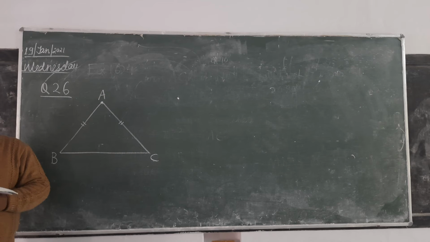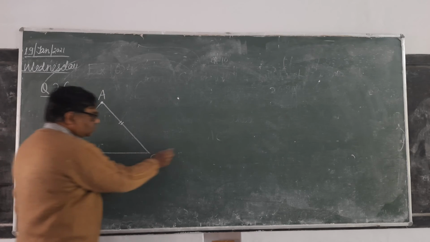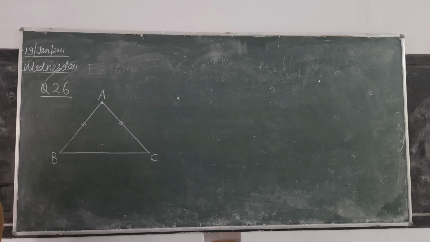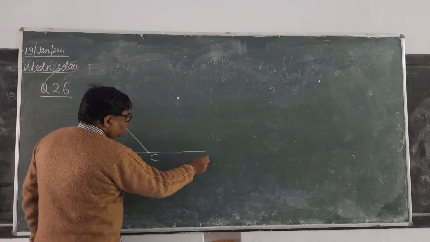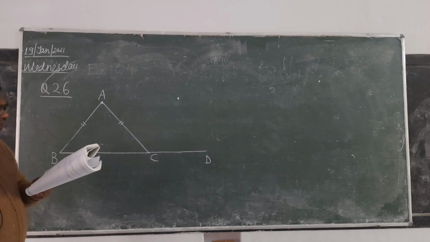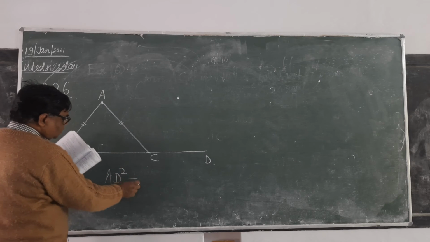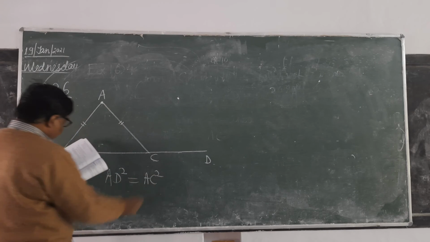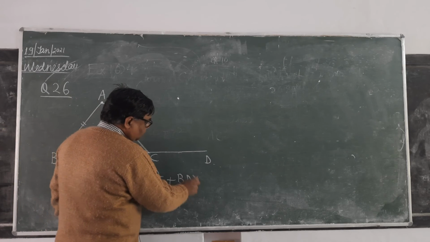AB equals to AC, and D is a point on BC produced. BC produced means it will be in this side. And if it is written CB produced, then it will be in this side. CB produced will be in this side. BC produced in that side. D is a point on BC produced. Prove that AD square equals to AC square plus BD into CD. So all of you see here.